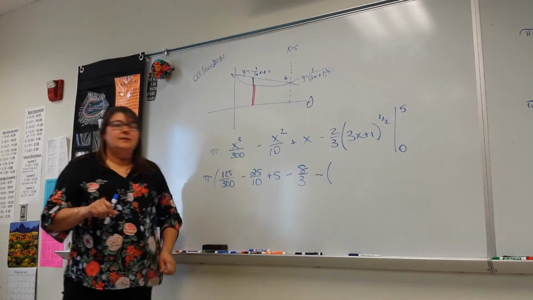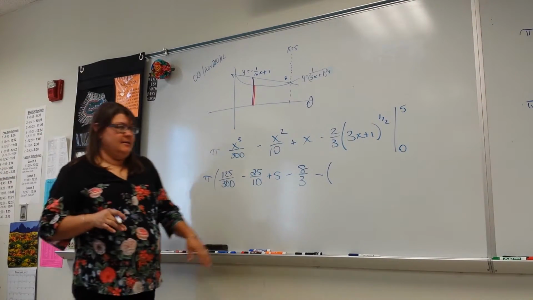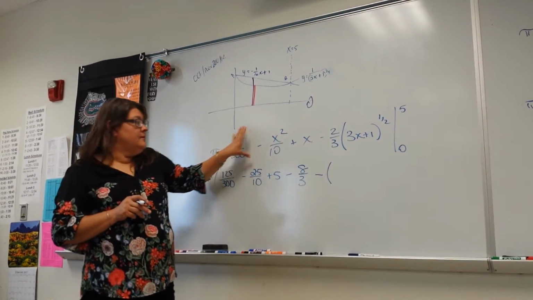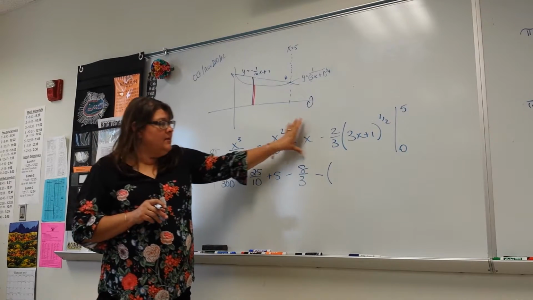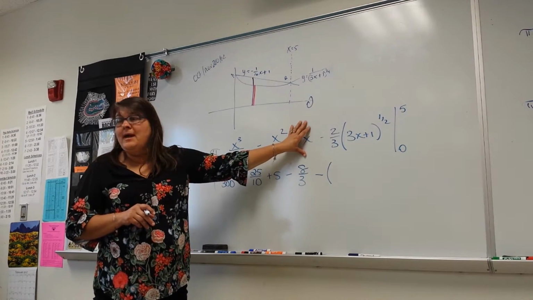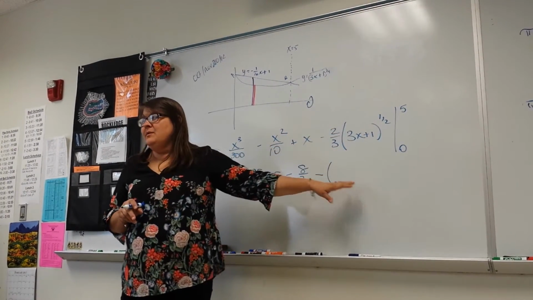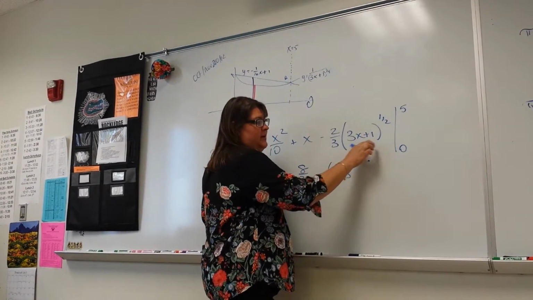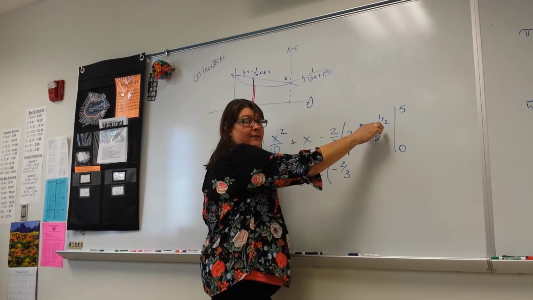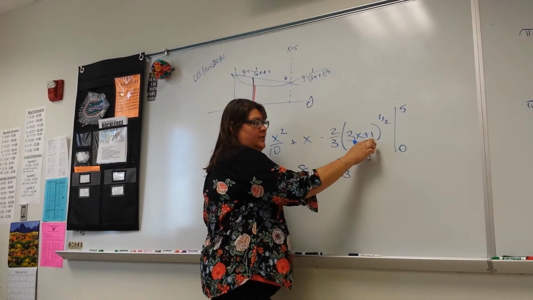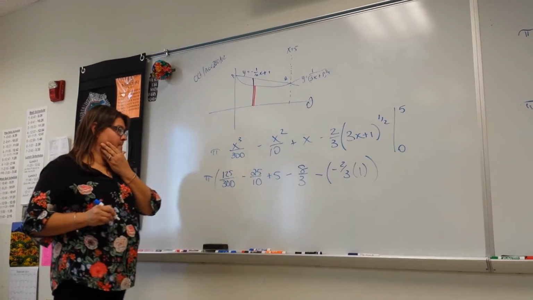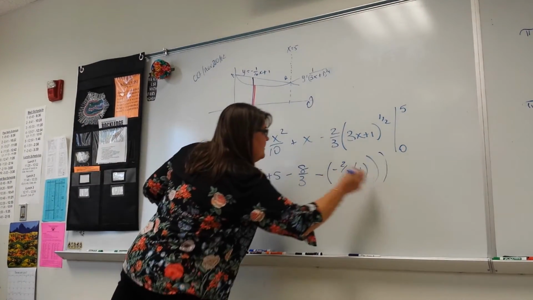Play this game with me for a minute. If I plug in 0, right? I've got 0 here, 0 here, 0 here. So the only place that 0 matters is here. So minus 2/3, and then if I plug 0 in here, I get 1 to the 1/2, because 0 plus 1 is 1 to the 1/2, so times 1. Close parenthesis. So minus 2/3 is really rather plus 2.